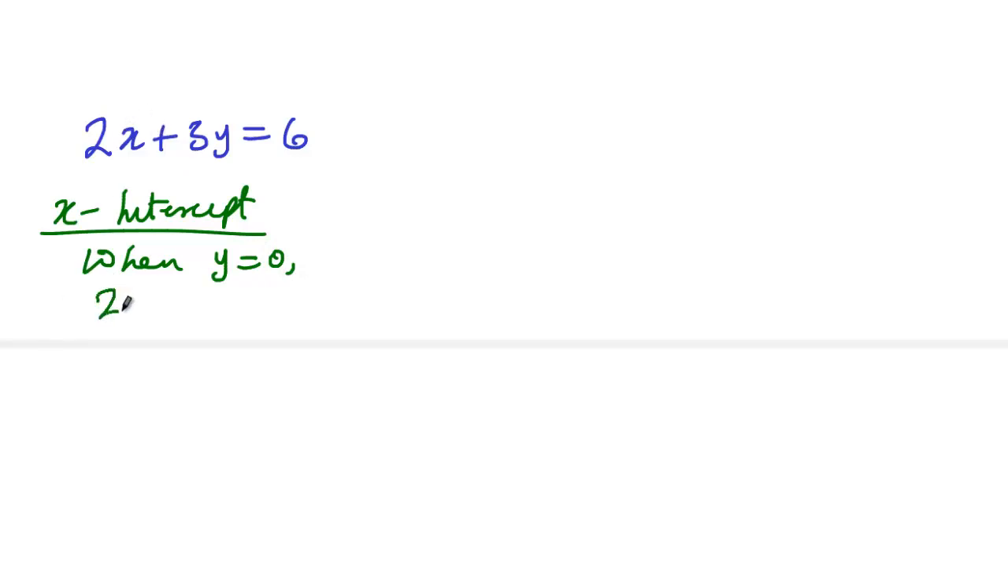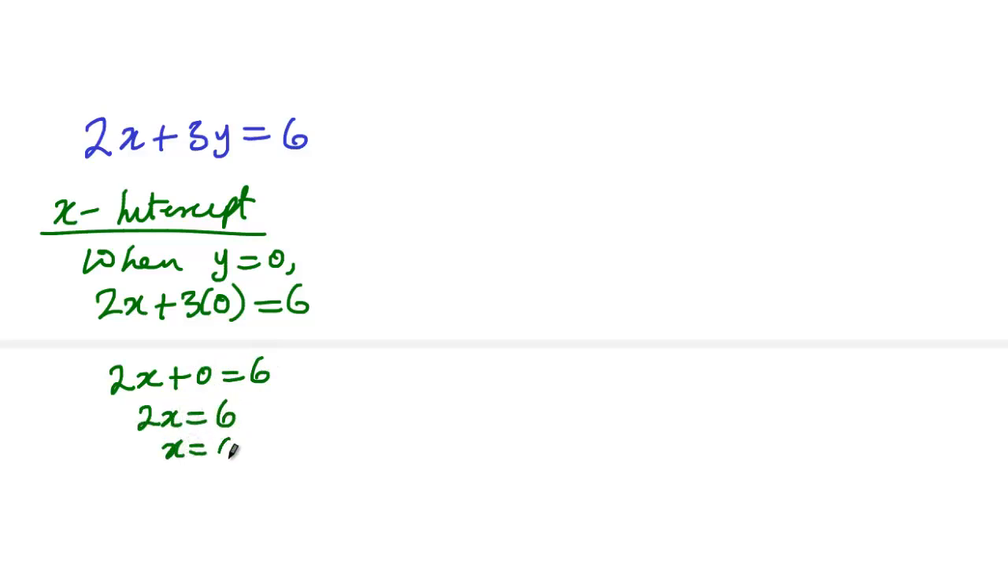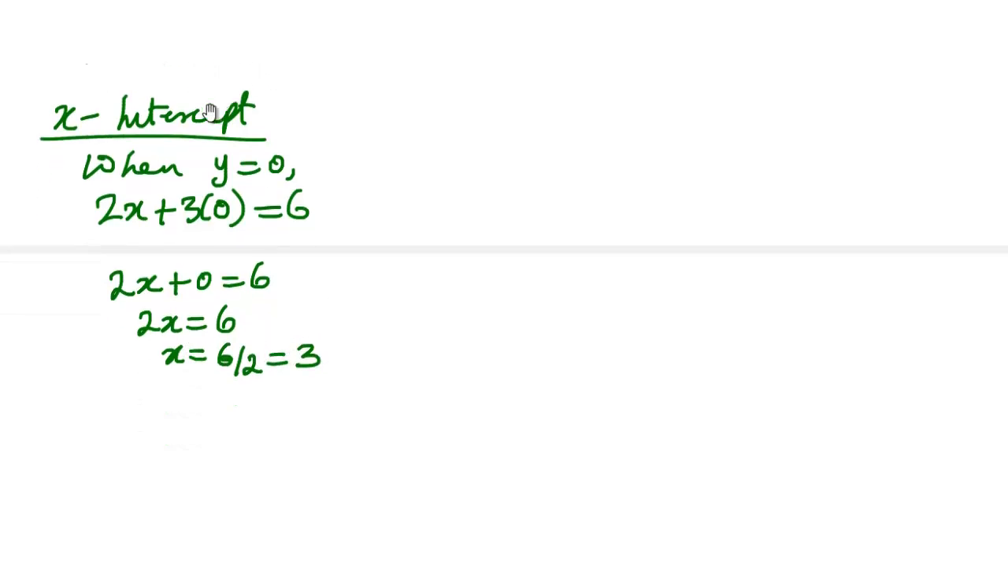That will be 2x plus 3 into bracket 0. It implies that wherever we see y, we replace it with 0, is equal to 6. So this will give us 2x plus 3 times 0, 0 plus 0, is equal to 6. So we have 2x is equal to 6. Then x is equal to 6 over 2, which is equal to 3. So if I want to write it in coordinate form, the x-intercept in this case will now be 3, 0. All right, so this is our x-intercept.